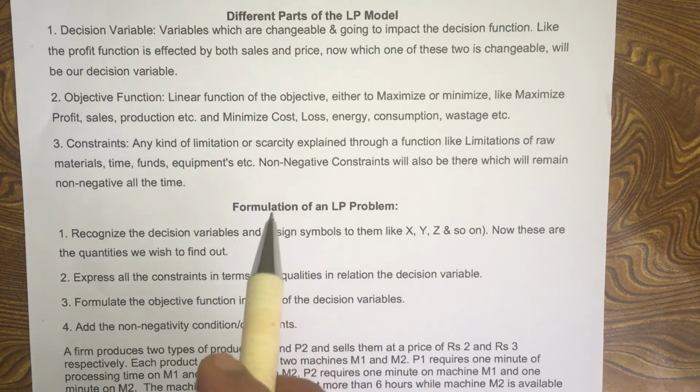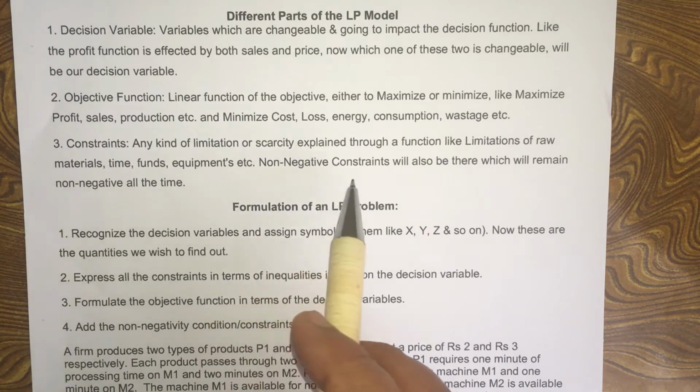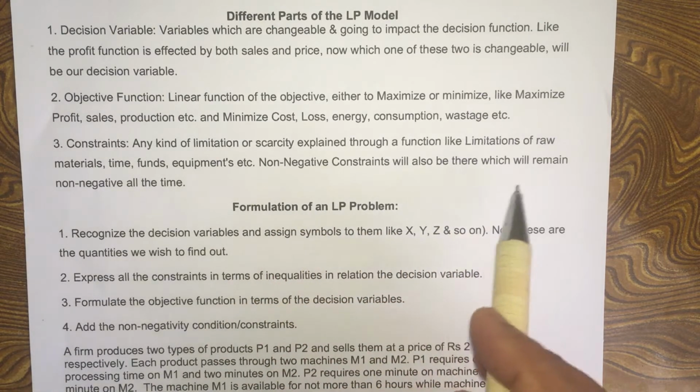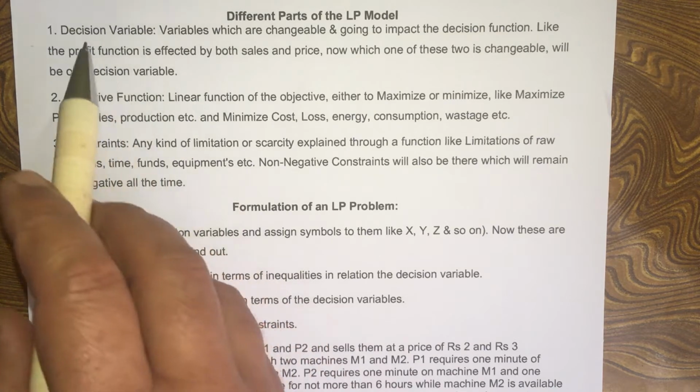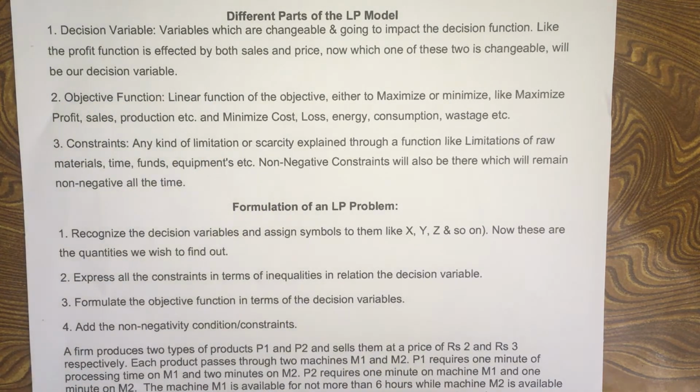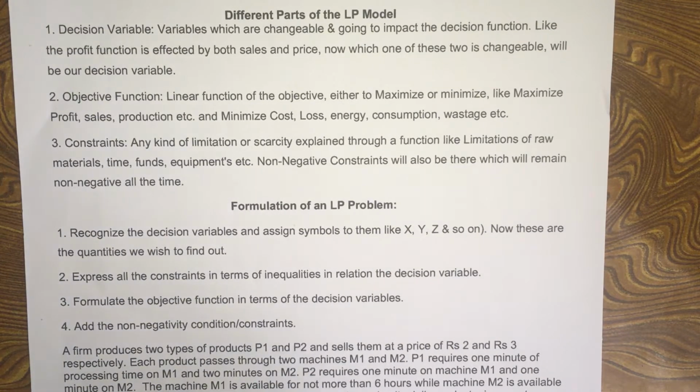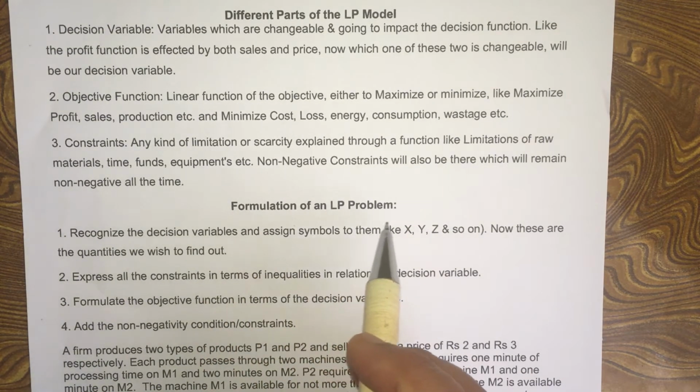And remember that you have non-negative constraints. Your decision variables, for example product A and product B, cannot be -1, -2, -3. It can be 0 or it has to be positive. So your decision variables A, B, X, Y, Z are all non-negative. They cannot be -1 or -2.